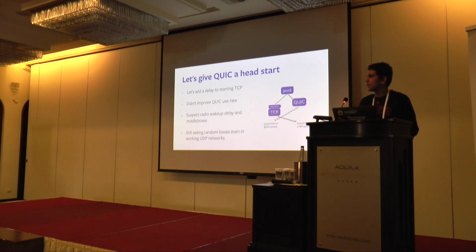Another interesting fact was that we were also seeing random losses of QUIC versus TCP, even with this 100 millisecond timeout, in the cases where UDP is allowed in the networks. We know that UDP works in these networks, same ASN, and we see QUIC losing to TCP. It's like, okay, why?